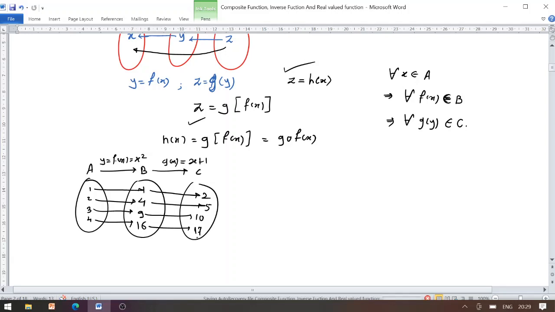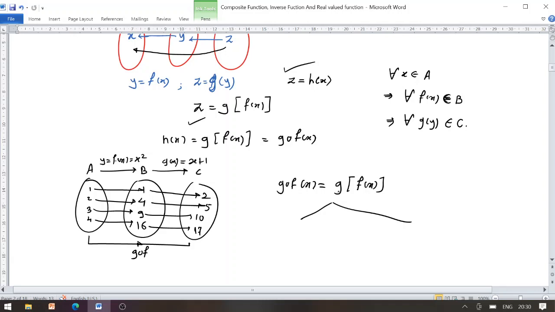So now if we consider the function from set A to C, it is given by g composition f. So g composition f of x we might write as g of f of x. So there are two ways now for simplifying the given g composition f of x.